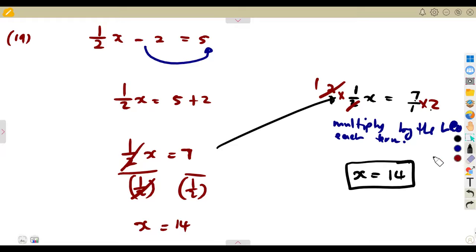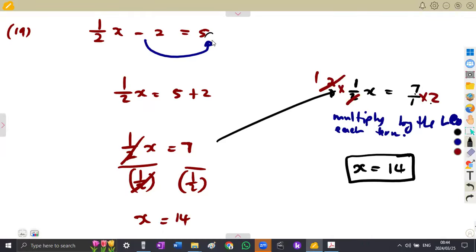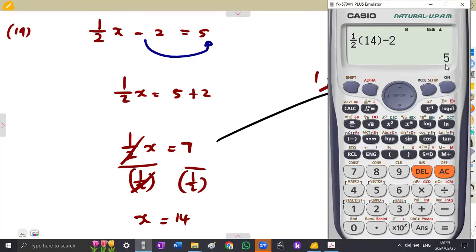So if I substitute this value of x here, I'm just going to do this on the calculator straightforward so that you see we must get a positive 5 in that case. All right, so this is half x, which is 1 over 2 of x, open a bracket. X is 14, so that's 14. Then you subtract a 2. So this must give us a 5. If truly this x is true, we must have a positive 5, which is exactly what we are having on that part.